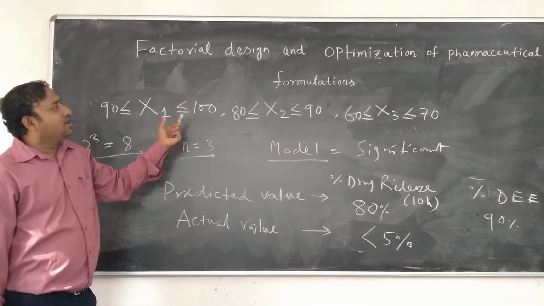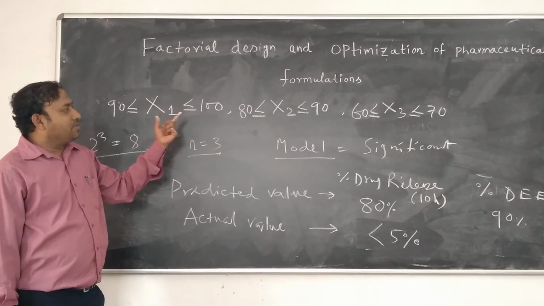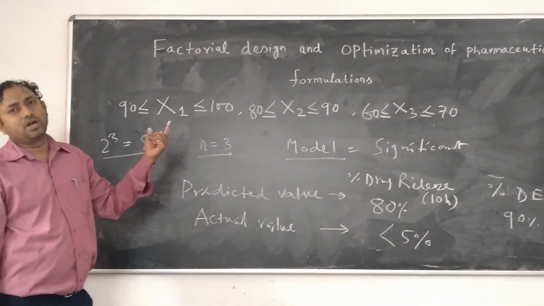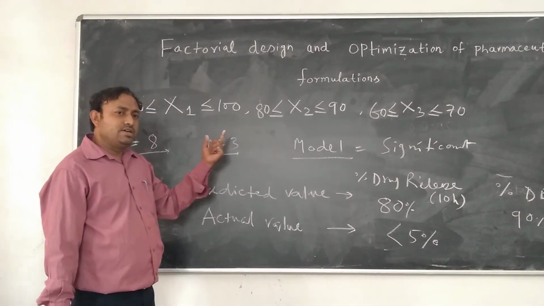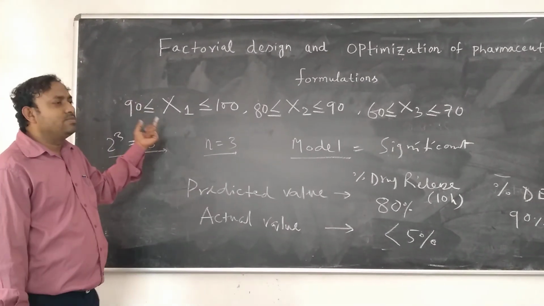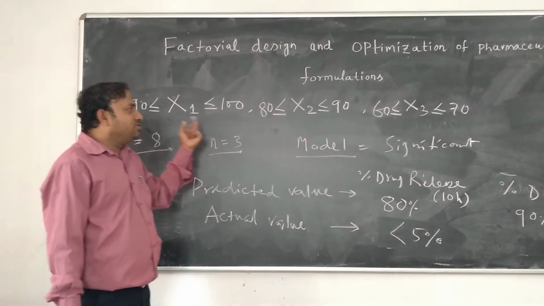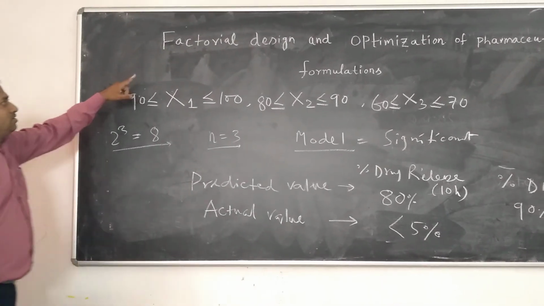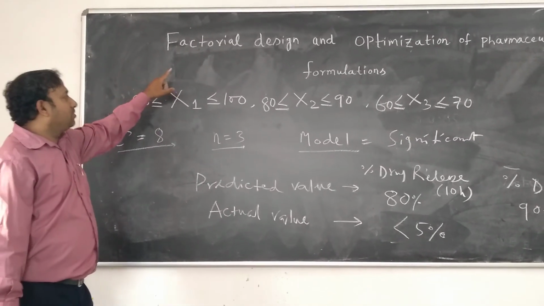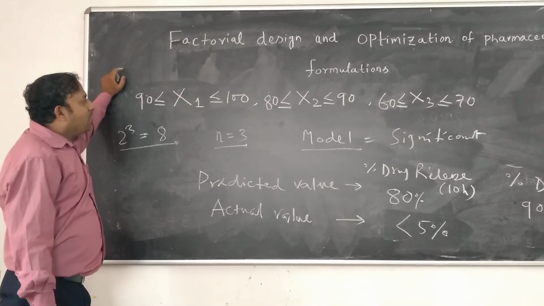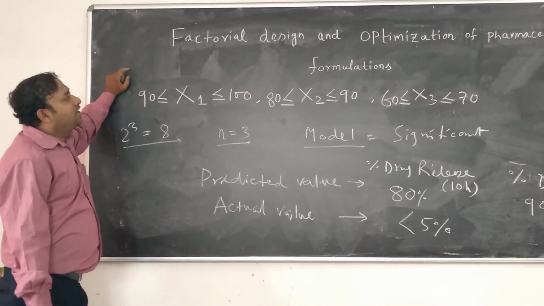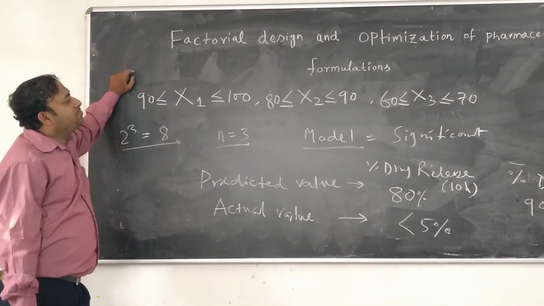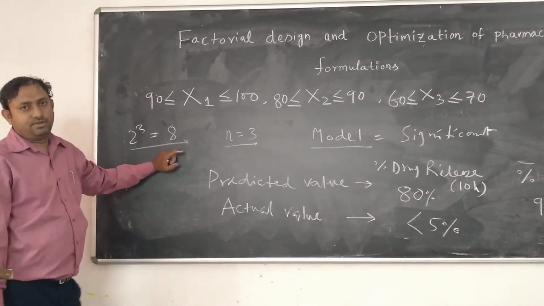So I repeat: conventionally, pharmaceutical formulation researchers develop different kinds of products by varying one variable at a time, but this method is very time consuming and lengthy. Factorial design is a good statistical tool by which we can produce a number of different products, and it is less time consuming and less lengthy. Thank you.